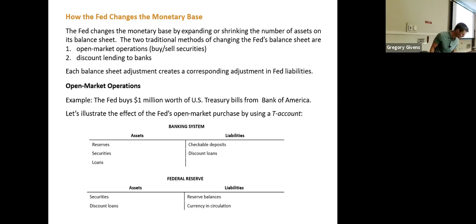Okay, now somebody asked me a few minutes ago, how does this open market operation actually work in practice? So let's talk about that. How does this work? The Fed buys $1 million worth of Treasury bills from Bank of America.